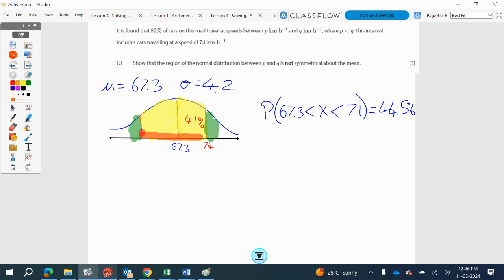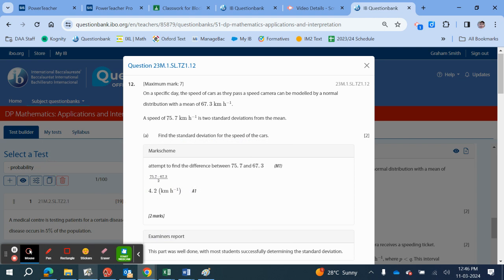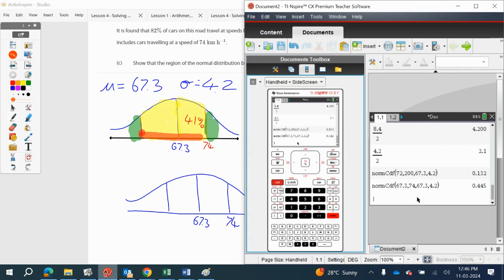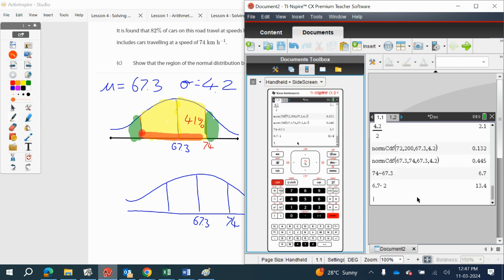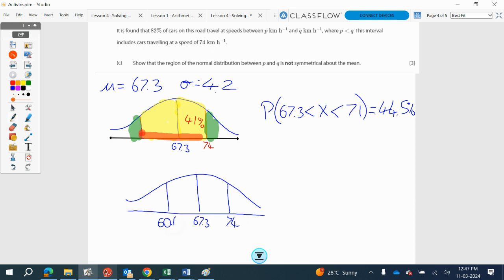To make this symmetrical around the mean, you could do it with a diagram again. So let's draw another diagram. So we know that for it to be symmetrical around the mean and still include 74, it has to go all the way down to 74 minus 67.3 times 2. 74 minus that value has to go all the way down to 60.6.